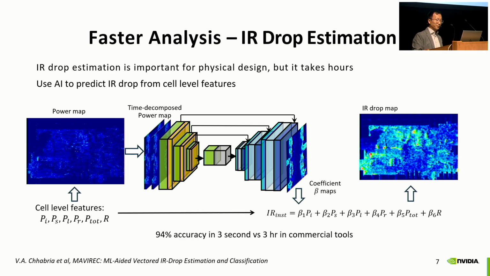Note that here, instead of directly predicting the IR drop map, we combine a CNN model with a linear regression model to predict the IR drop at the cell level. This gives us better model transferability. And this method can achieve over 94% correlation with ground truth, but only needs 3 seconds to simulate, as compared to 3 hours of running commercial tools.